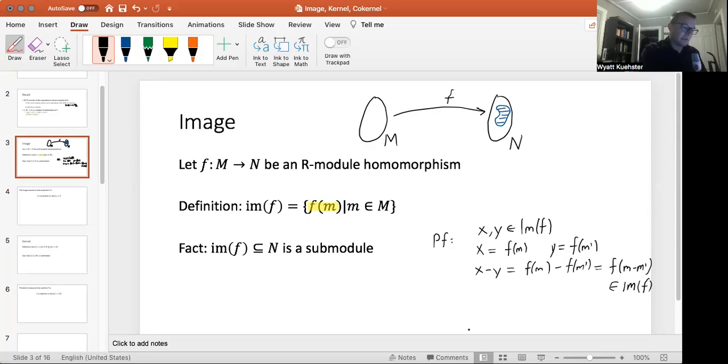And then we also need to show that it's closed under scalar multiplication. But if I take some ring element r in R, and I look at r times x, well, that's just r times f of m. Because f was an R module homomorphism, this is just f of rm, and then it's f of something, so it's in the image of f. So the image of f is closed under the addition and the scalar multiplication, so it's an R submodule.